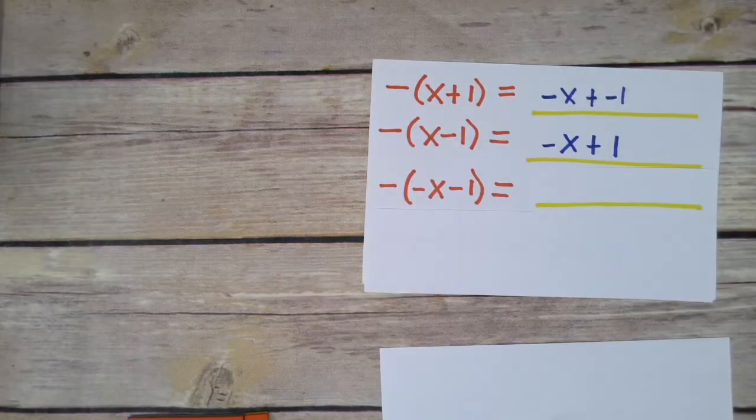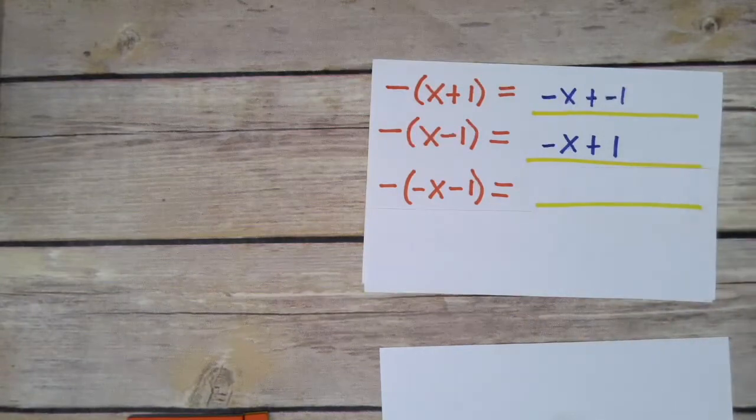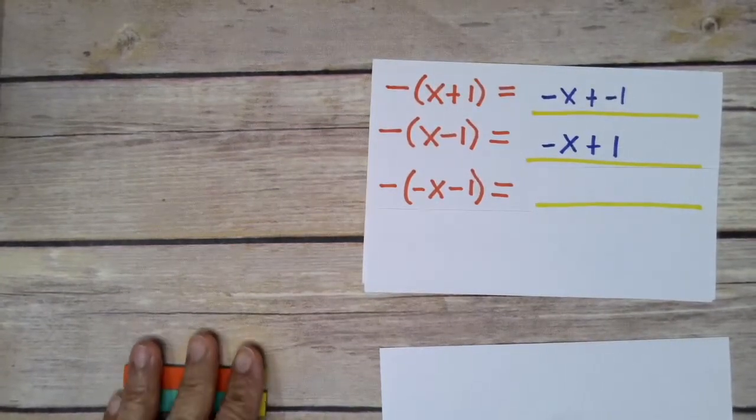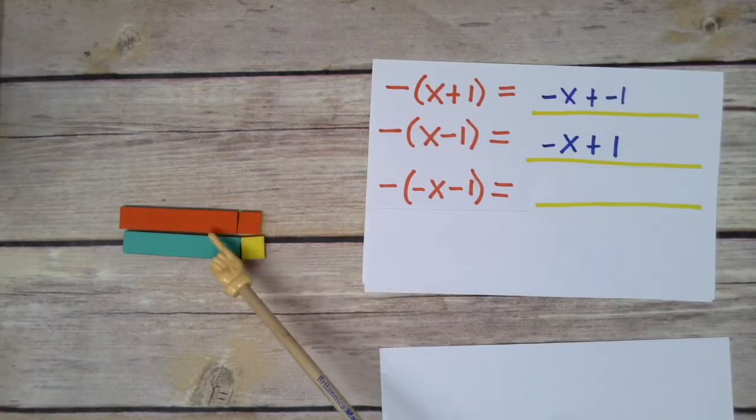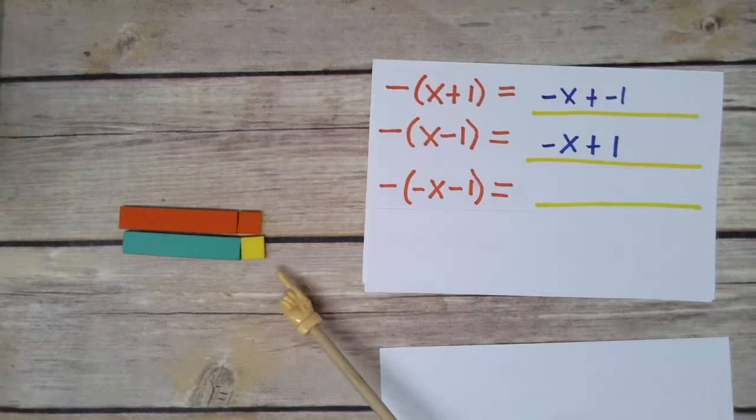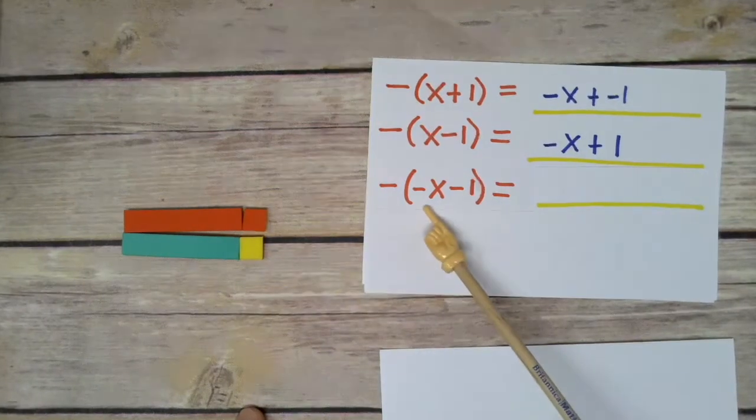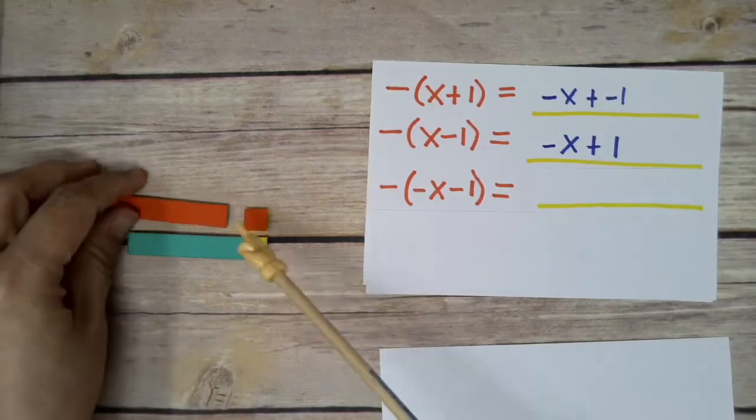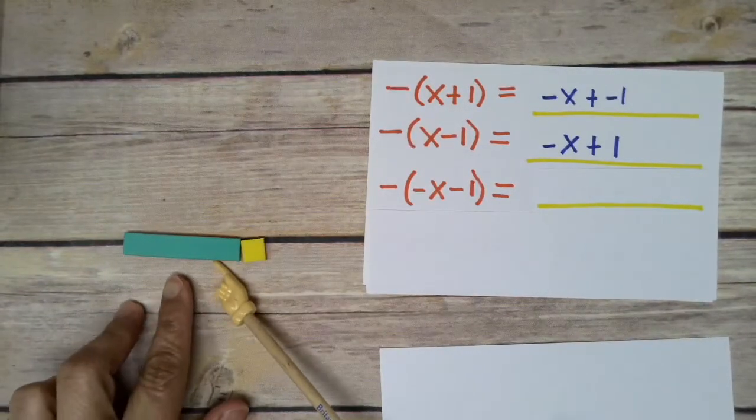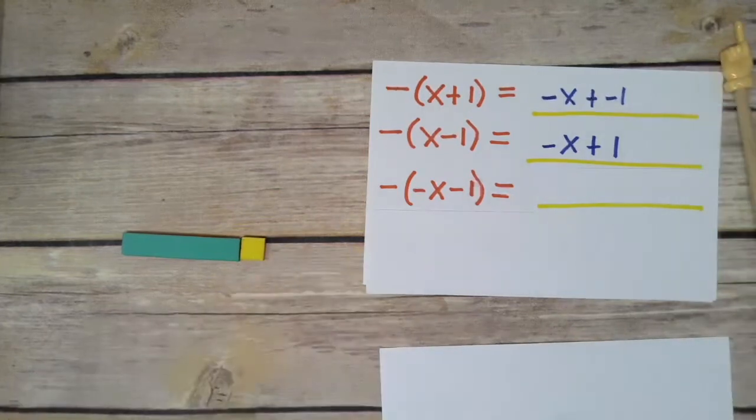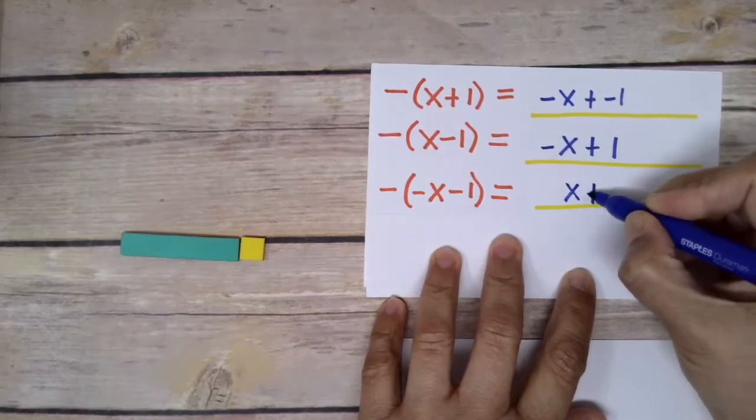We have this problem. We have the negative of quantity negative x minus 1 is equal to what? So we have to bring in a zero pair wherein you have negative x and negative 1 in that orange row, and then the corresponding opposite on the second row. Then we have to take away the negative x minus 1, which means we take away this orange rectangle and this orange square, and that leaves the green rectangle and the yellow square, which represent positive x plus 1.